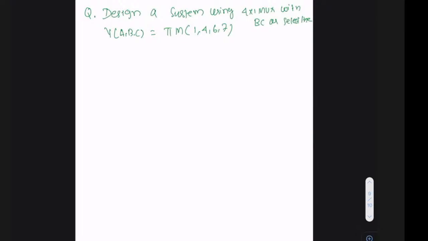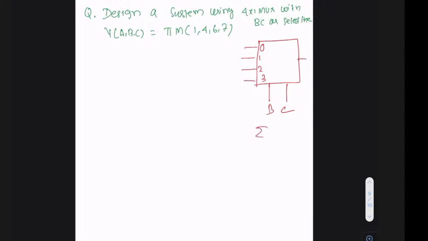So let us answer this one. The question is something like this: this is your B and this is your C, and here is your 0, 1, 2, 3. I am supposed to find what should be connected to the 0, 1, 2, 3 terminals such that the output max terms are 1, 4, 6, 7.